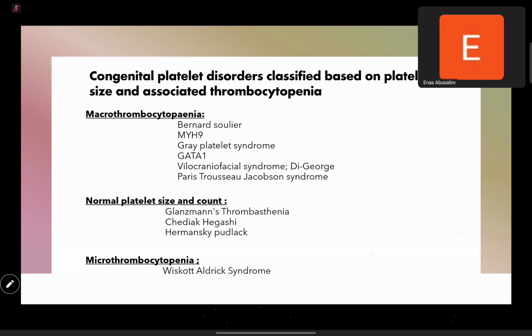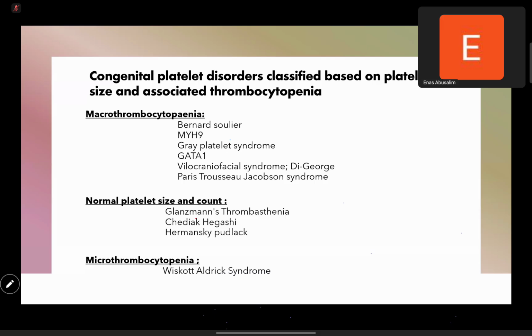Okay, so in general, congenital platelet disorders are classified into macrothrombocytopenias, which means that the platelet is large and the number of the platelets are low. The most important of these is a condition called Bernard-Soulier. So you have large platelets, low in number, not functioning normally. And then others include MYH9 abnormalities and gray platelet syndrome.